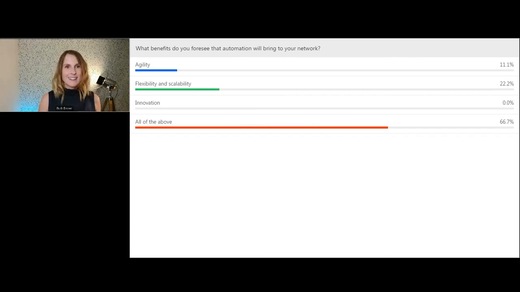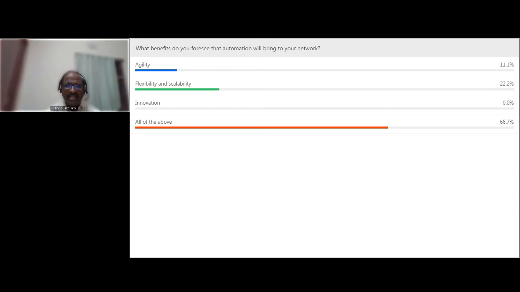Yeah, this is maybe the easy question, but I also personally feel that all of the above is the answer. Definitely the automation in the network is going to bring us the agility and flexibility needed, as well as innovation for telcos to innovate and provide rapid service changes, whatever they need to do. So all of the above, this didn't surprise me. All of the above is the right answer, I feel.